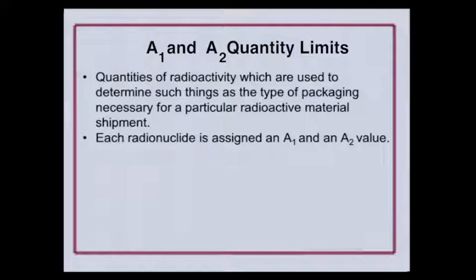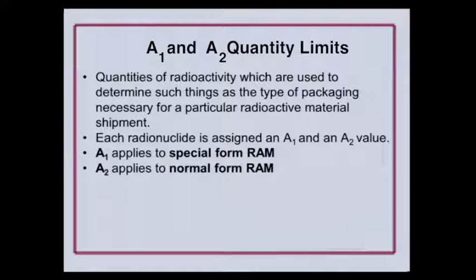Each radionuclide is assigned an A1 and an A2 value. A1 applies to special form. So if you hear an A1, by definition, that's special form radioactive material, period. A2 applies to normal form. Now, you would expect A1 in most cases to be a higher quantity than what you see in the A2. And that's indeed the way it is, typically.